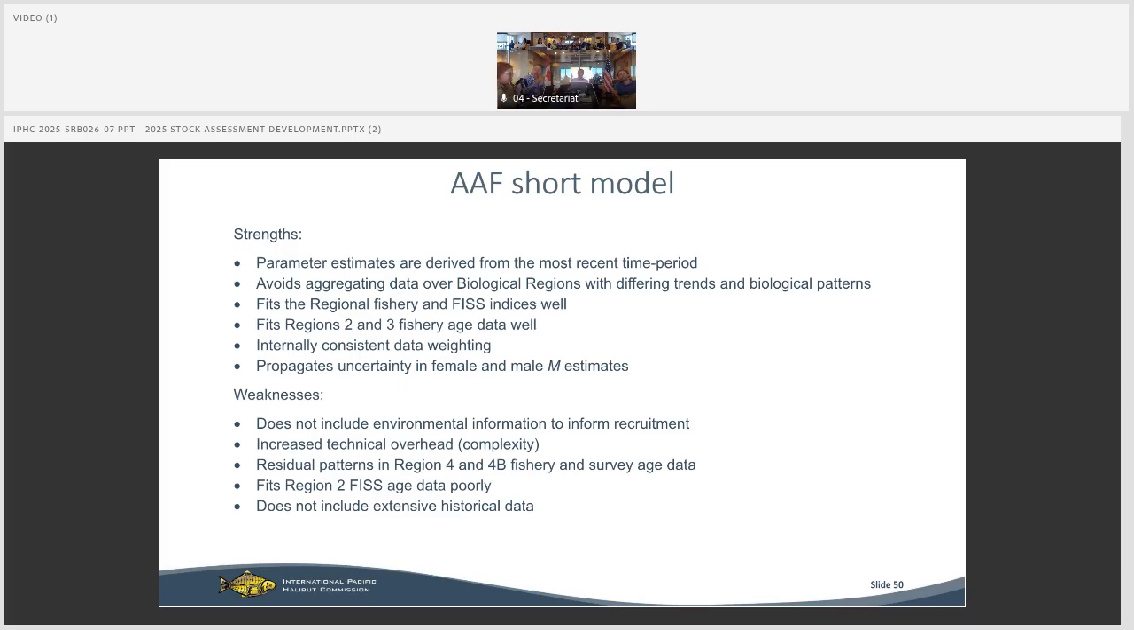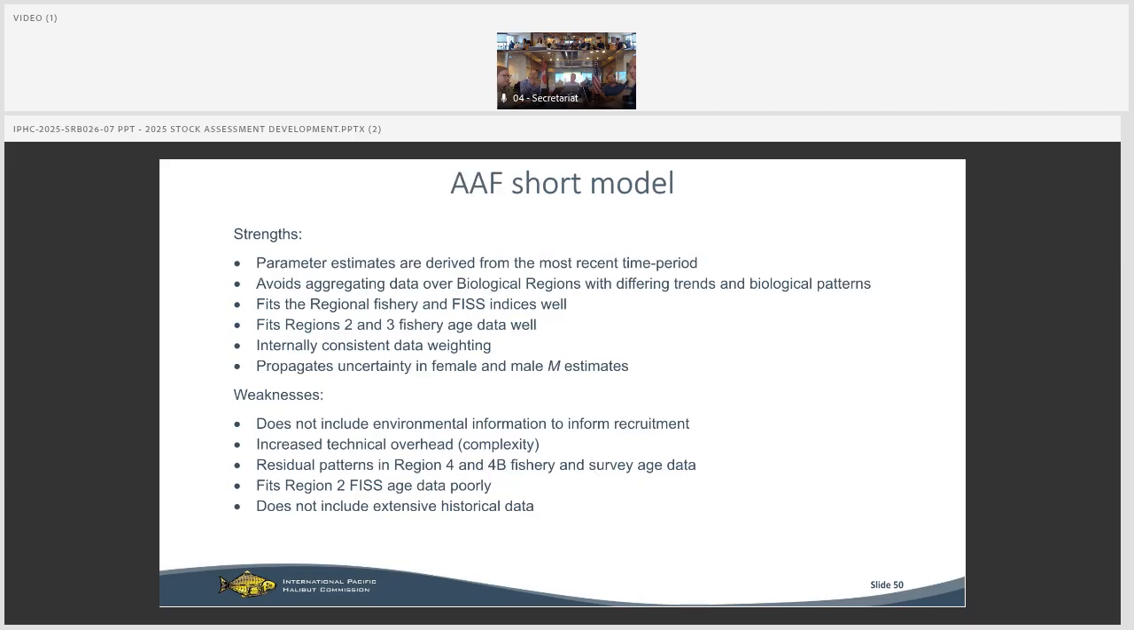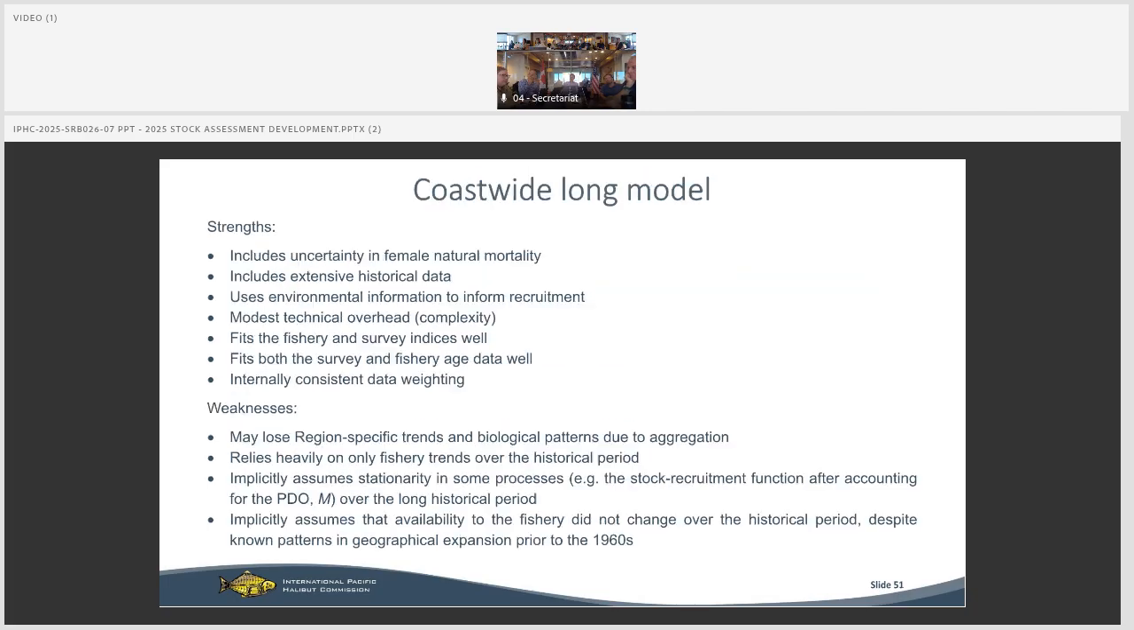I guess I won't walk through every bullet on all of these, just to note that there's certainly a list of pros and cons for each of these. I will point out in its favor, the coast-wide short model, I didn't include it here, actually has the best retrospective pattern. It's got the least retrospective trend of any of these in terms of an internal model retrospective. So that's one additional benefit that I didn't mention there.